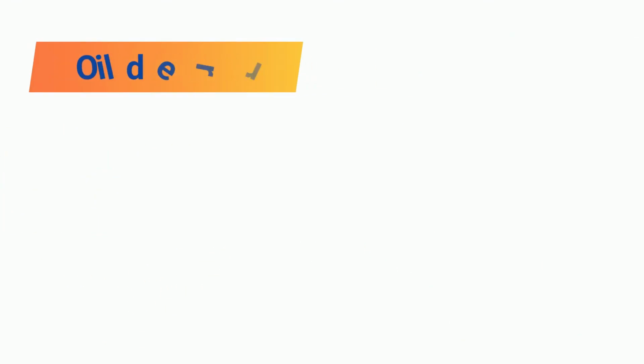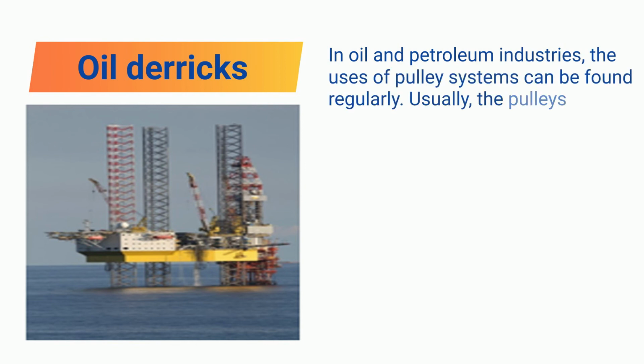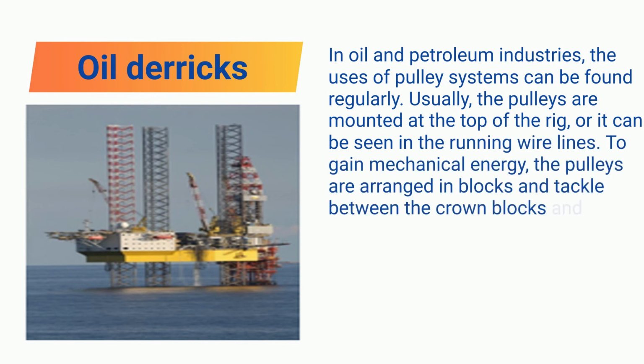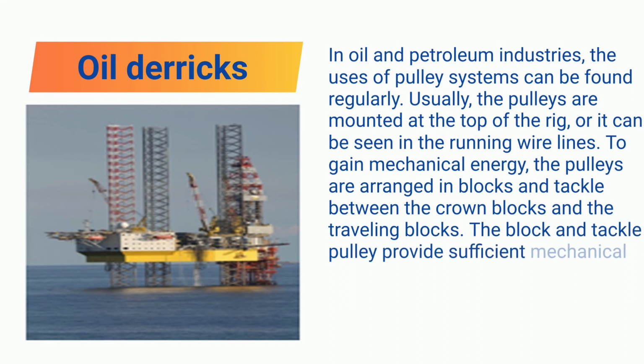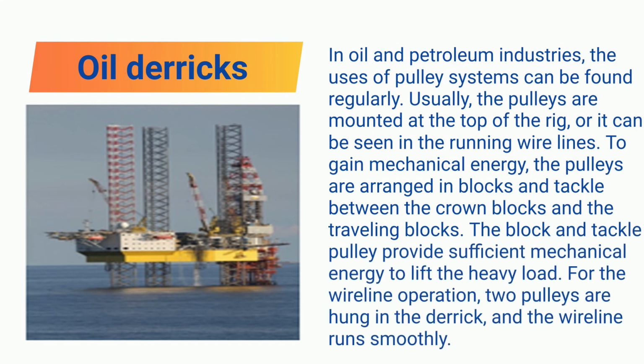Oil derricks. In oil and petroleum industries, the use of pulley systems can be found regularly. Usually, the pulleys are mounted at the top of the rig, or they can be seen in the running wire lines. To gain mechanical advantage, the pulleys are arranged in blocks and tackle between the crown blocks and the traveling blocks. The block and tackle pulley provides sufficient mechanical advantage to lift the heavy load. For the wireline operation, 2 pulleys are hung in the derrick, and the wireline runs smoothly.